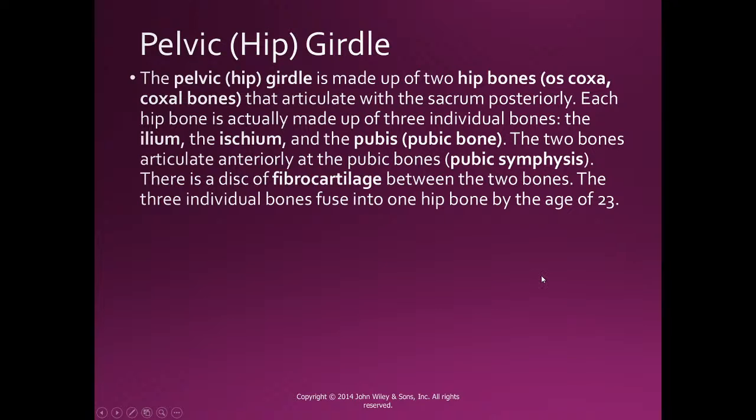All right, now we're moving down to the lower limbs. You've got the pelvic girdle, which is going to attach the lower limbs to the axial skeleton, and it consists of the hip bones, the os coxa, or os coxae, plural, which are also known as the coxal bones.